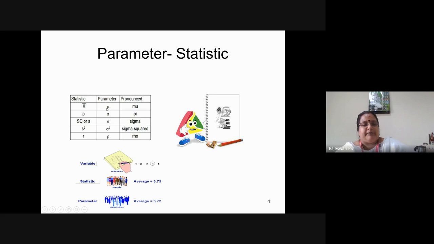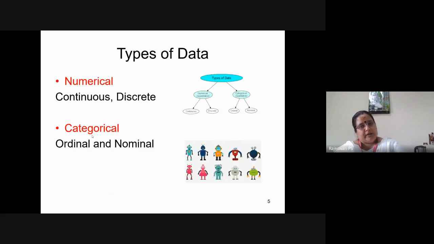See here, for parameter you will use mu, and in the case of statistics you will use x bar. Here you will use pi notation, which is different. Sigma in parameter, SD in statistics, sigma squared in parameter, S squared in statistics. Rho here will be different. Just to differentiate the notation, I have made this particular slide. Nothing other than that, no further digging. So you can move to the next slide.